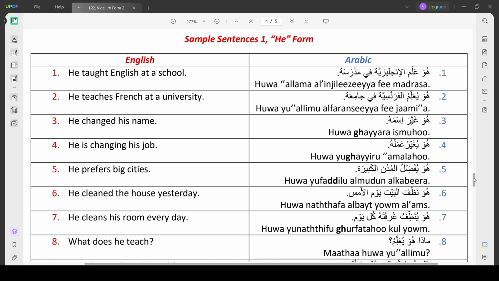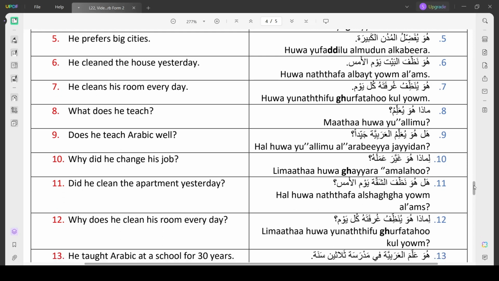Number 5. He prefers big cities. هو يفضل المدن الكبيرة. Number 6. He cleaned the house yesterday. هو نظف البيت يوم الأمس. Number 7. He cleans his room every day. هو ينظف غرفته كل يوم.